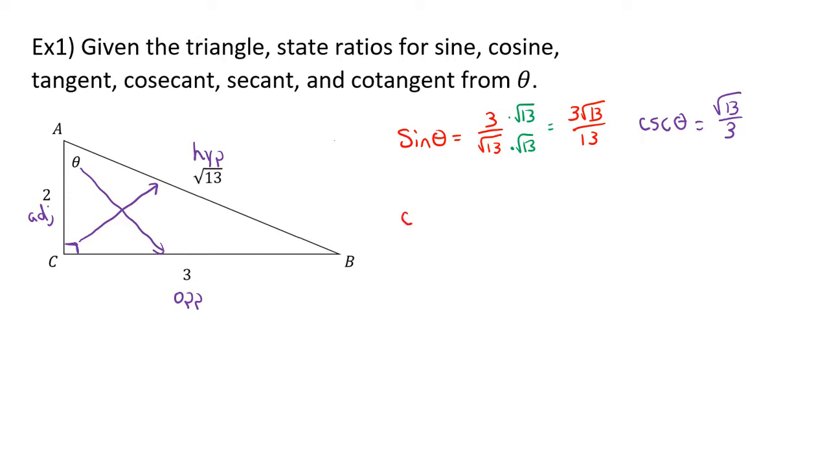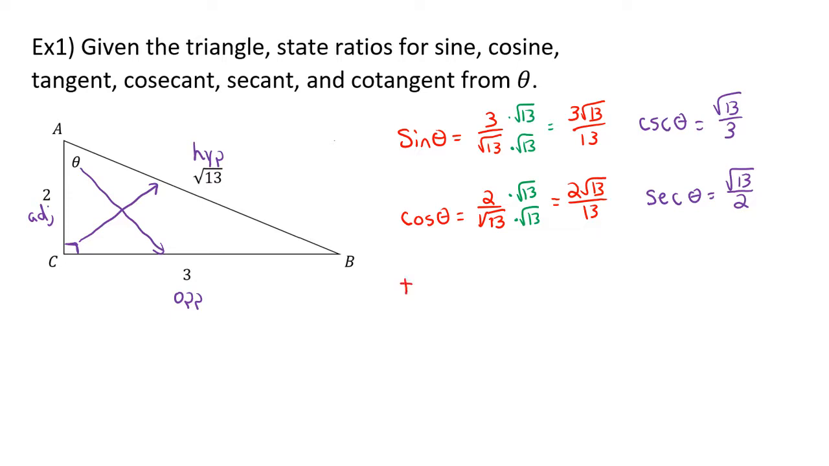If we go on to doing cosine, cosine is adjacent over hypotenuse, so 2 over square root of 13. Once again, we have a radical in the denominator, so we are going to multiply top and bottom by the square root of 13. We will then get 2 square root 13 over 13. And the reciprocal for cosine is secant. And we are just going to flip the fraction 2 over the square root of 13, so it is the square root of 13 over 2.